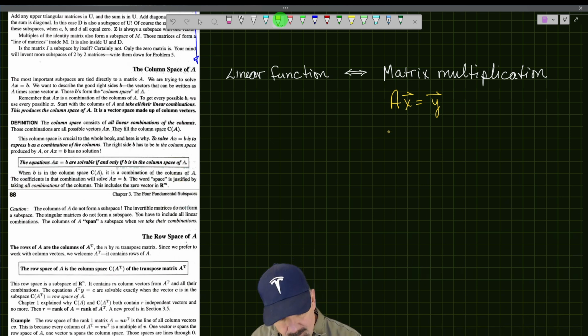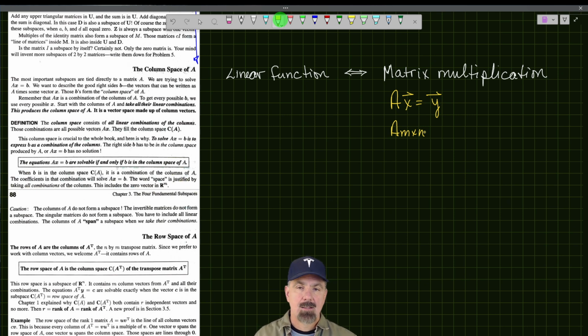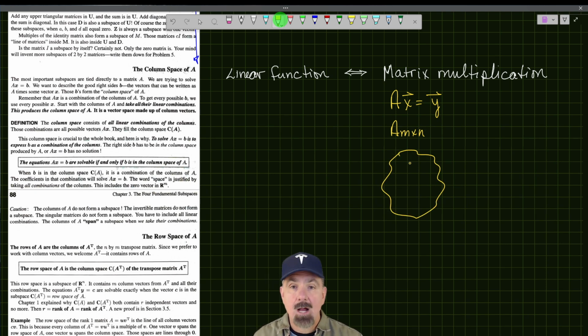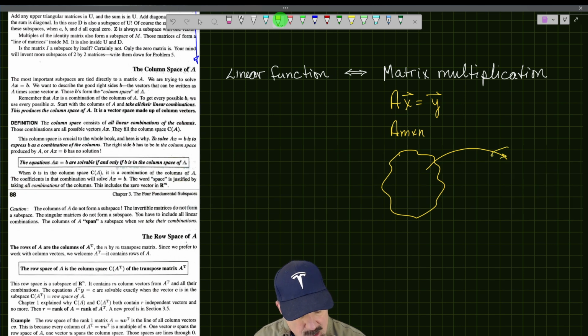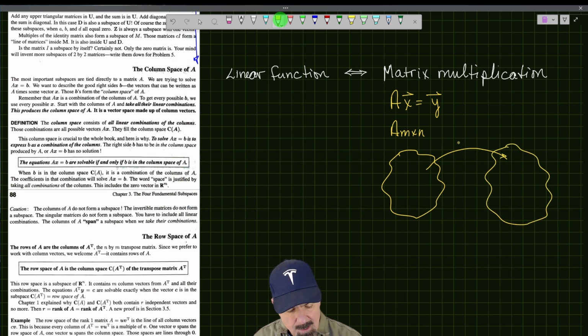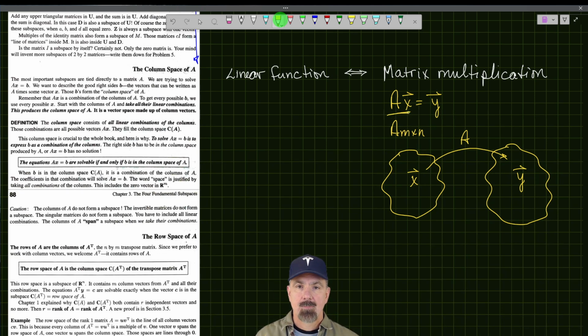But let's back up for a minute. A, in this case, is no longer square. A is m by n. So it is actually taking a vector from some vector space and mapping it to a different vector space. And this is done by matrix multiplication. So we're taking the vector x and we're mapping it over to the vector y, which is really just A times x.